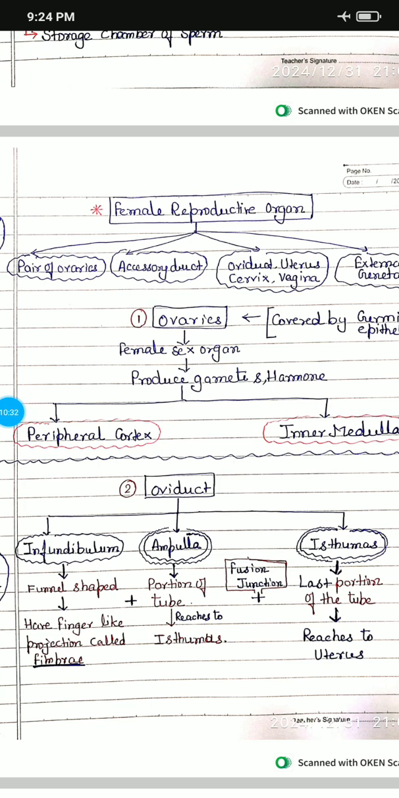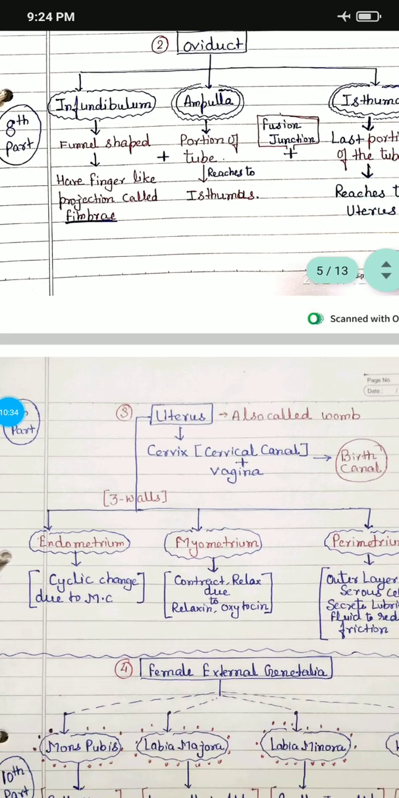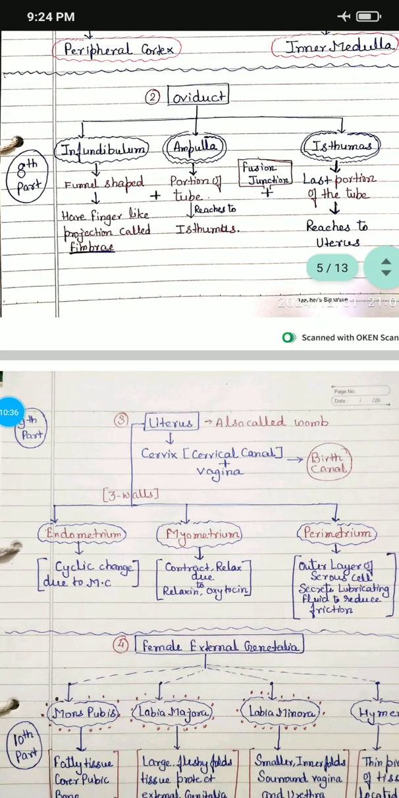Now the next part is the uterus. The uterus is also called the womb. The uterus consists of a cervix, and this cervix is also called a canal, the cervical canal. But when we combine the cervical canal with the vagina, it is called the birth canal.